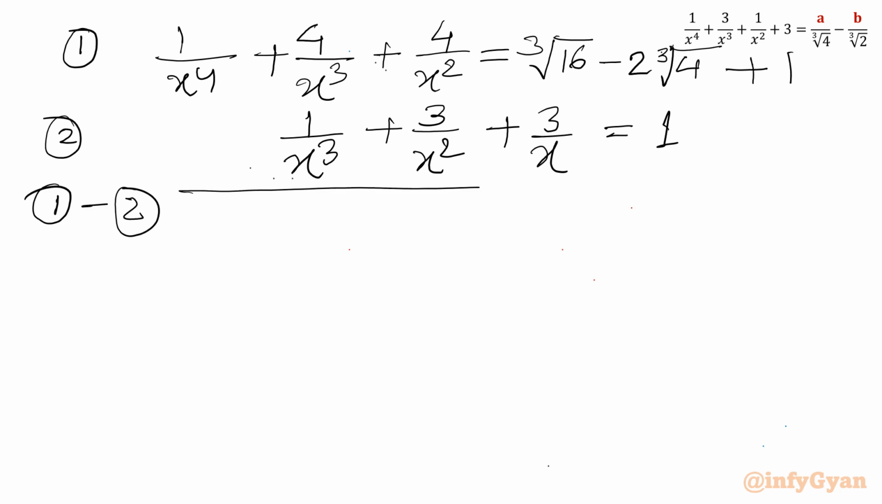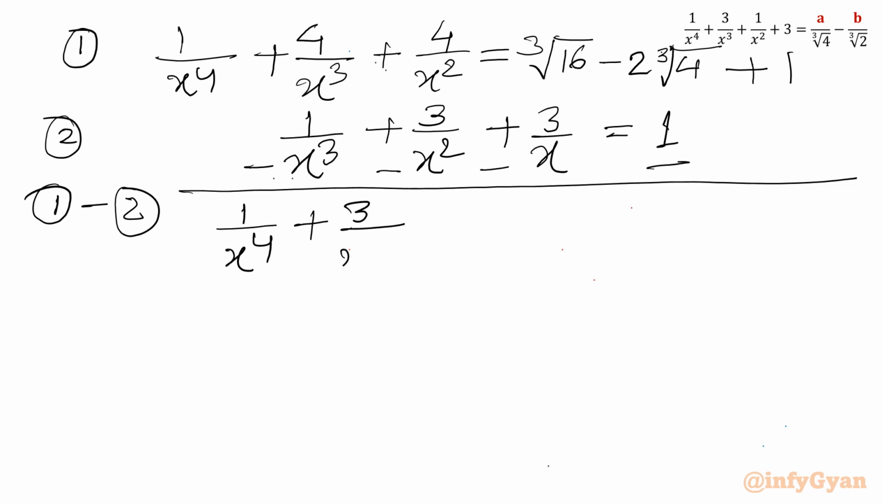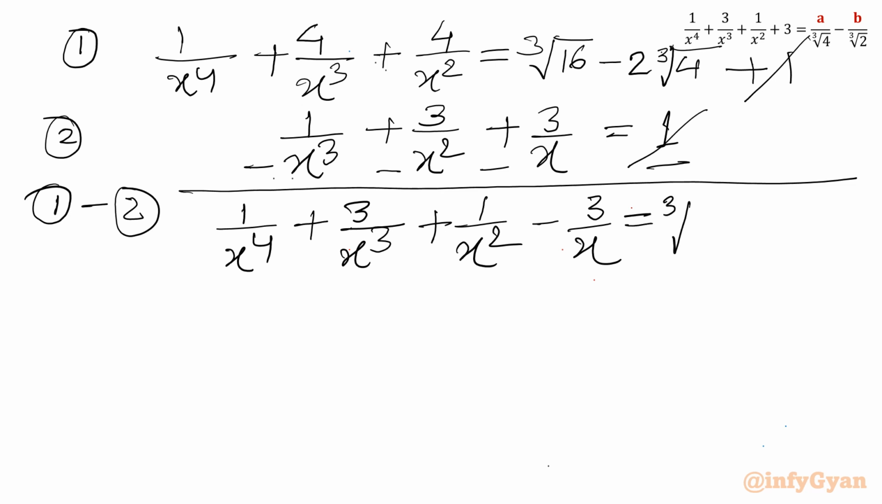So let's subtract. I will change the sign. So I can write here 1 over x power 4, 4 minus 1, so it will be 3 over x cube. 4 minus 3, so it will be 1 over x square. Then we will write minus 3 over x. Now plus 1 and minus 1 will be over. So on the right hand side we can write cube root of 16 minus 2 times cube root of 4.